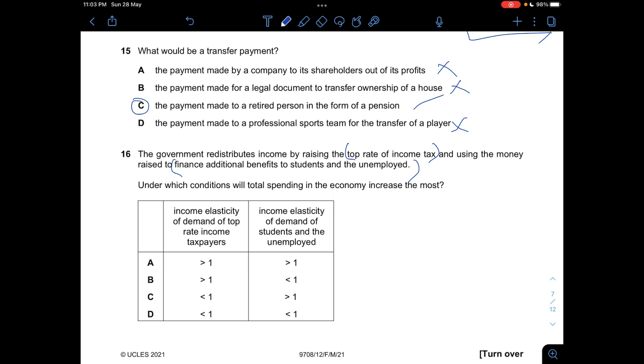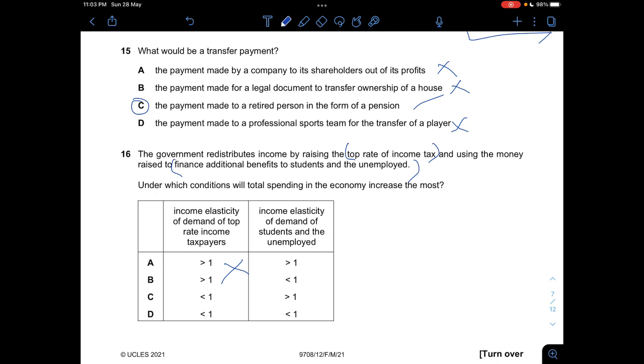income tax, you want to gain more of the income tax, the income elasticity demand for top rate income tax payers must be inelastic, because only then they'll pay more in return to gain more. So it has to be less than 1. And then the income elasticity demand for students must be elastic, because you finance the additional benefits. So when they have more benefits, they'll then be able to spend more. So it has to be more than one.